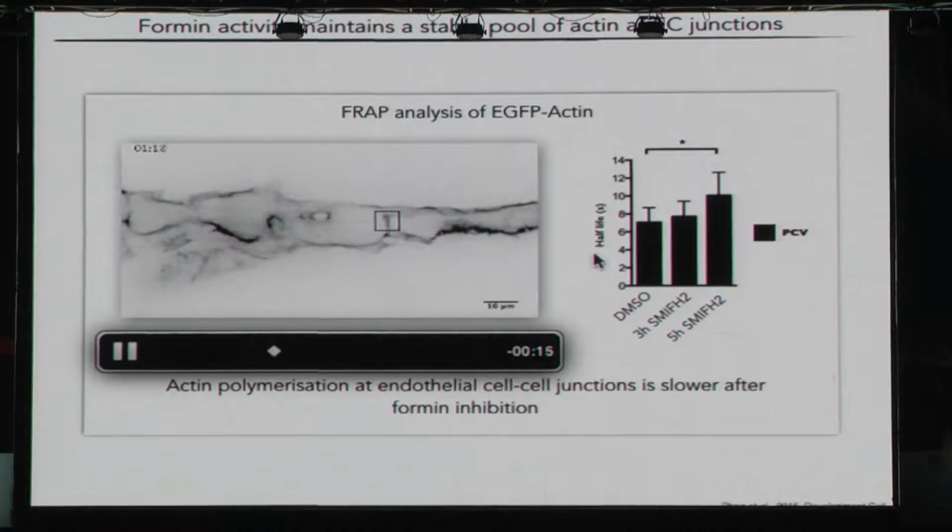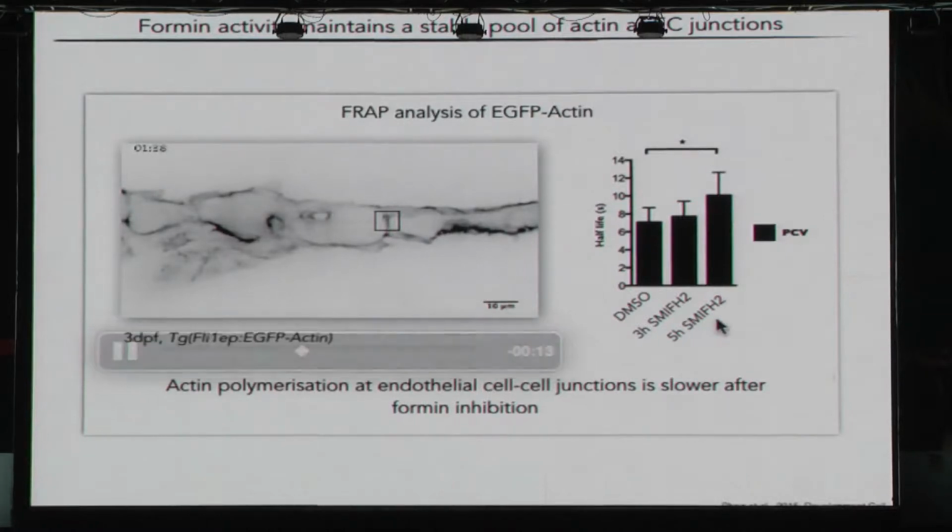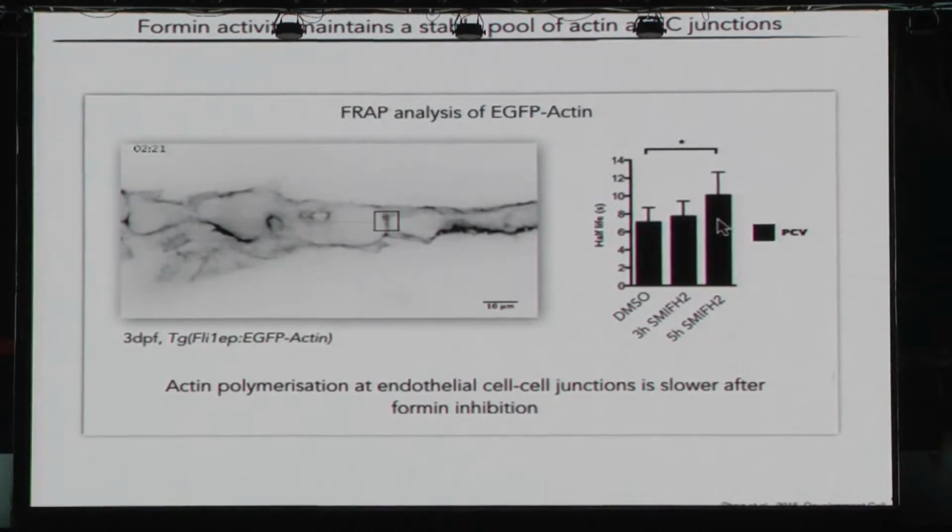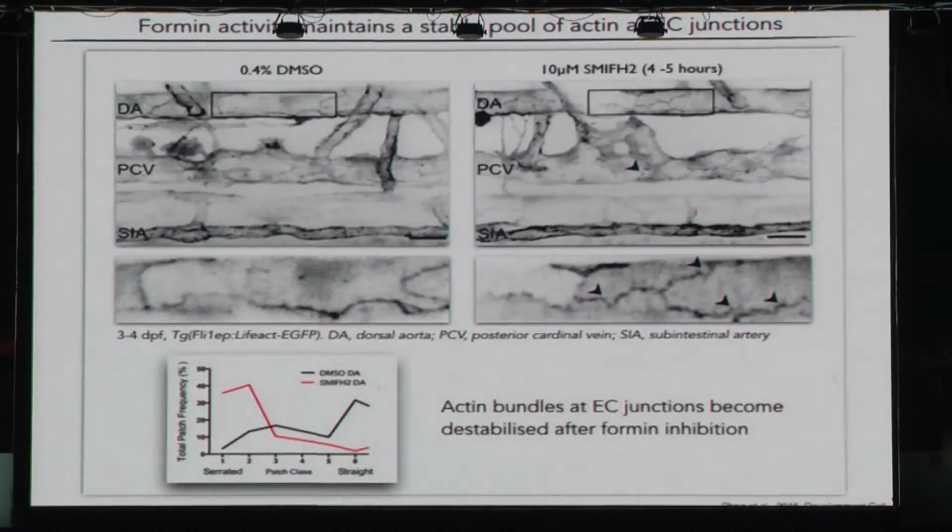actin. And when we inhibited the embryos with a drug called SMI-FH2 to inhibit formin activity, there's an increase in the half-life of EGFP actin at the junctions when compared to the control, suggesting that actin polymerization here is slower after formin inhibition. And we also analyzed the actin cable morphology at the junctions.